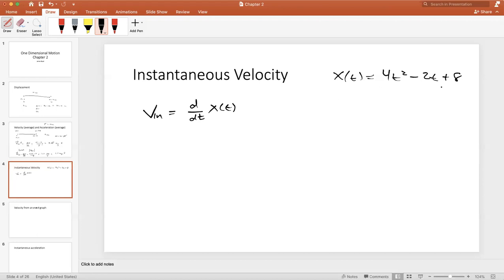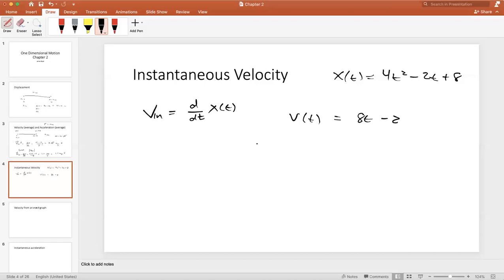So if we take the time derivative of this, 8 doesn't depend on t. The time derivative of this is minus 2, and the time derivative of this is 8t. So you can see that my instantaneous velocity at some time is 8t minus 2. It's the time rate of change, which is also called the derivative of x at a particular t.